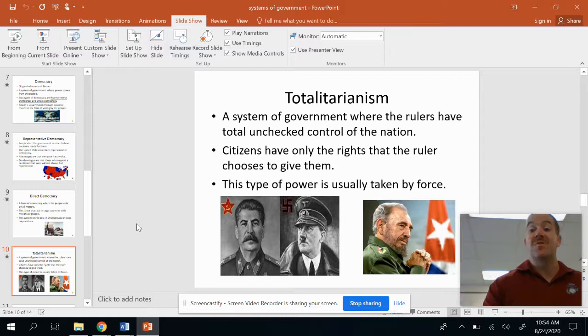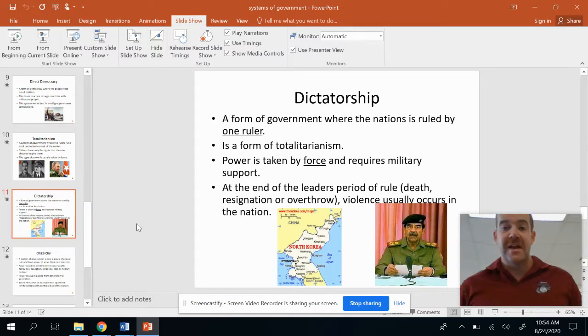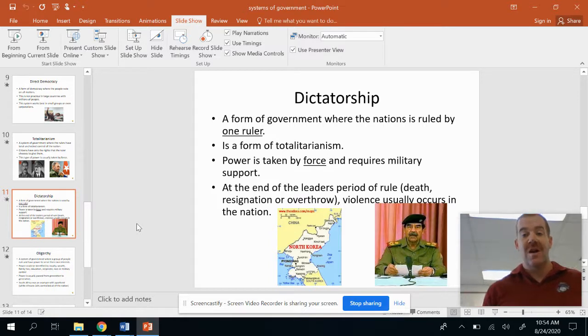Some monarchies, absolute monarchies, also operate under a totalitarian system of government. So some of these types of government run into each other. All right, a dictatorship is a form of totalitarianism. All right, Saddam Hussein there. There's North Korea, which operates under that. It's usually taken by force.